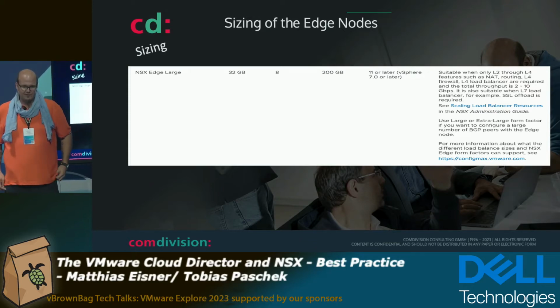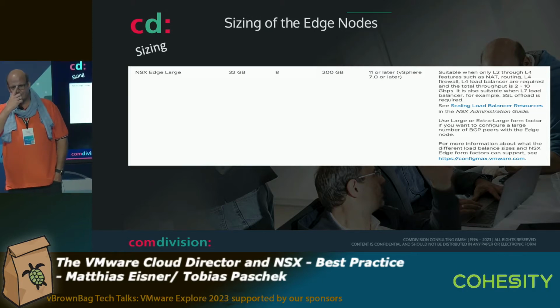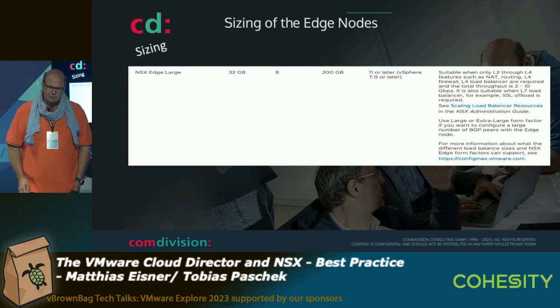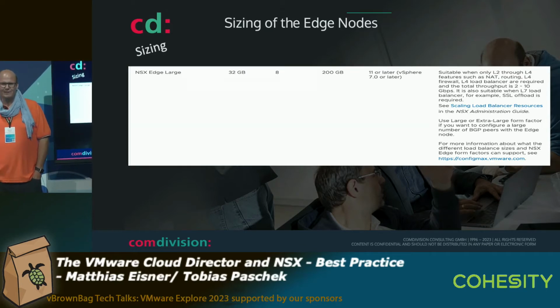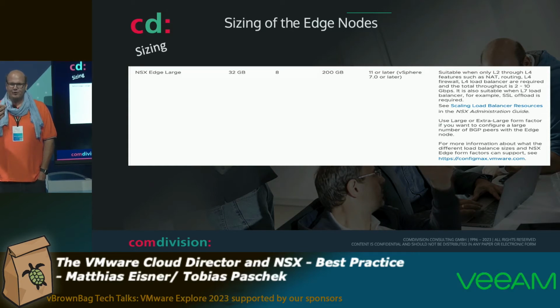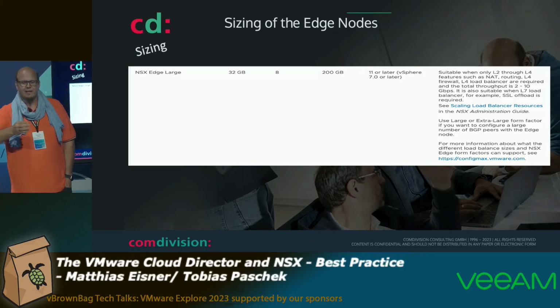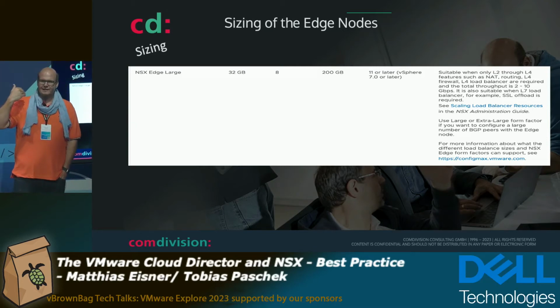All of them must have the same size. So if you deploy a tier 0 ECMP-enabled edge cluster, you have at least 8 times 8 CPUs and 8 times 32 gigabytes of memory just for routing. Because the main reason for the provider tier 0 is routing, providing routing connectivity to my upstream and providing routing connectivity back to my tier 1 gateways.